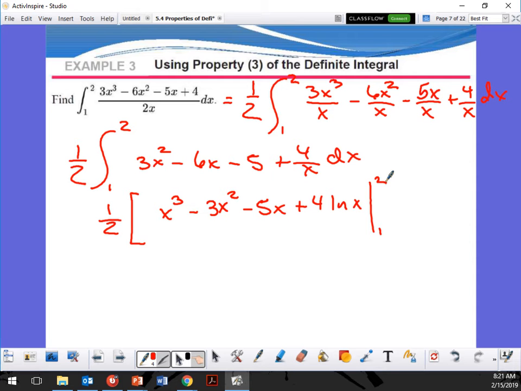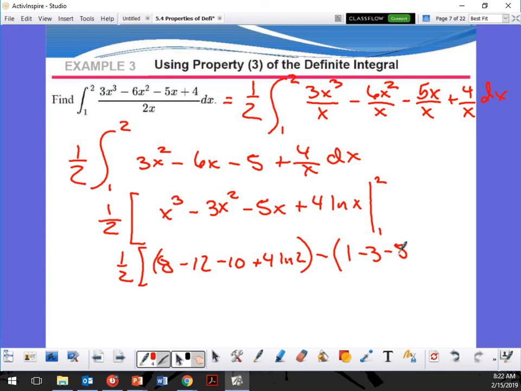Okay, good. All right, top minus bottom. So it's going to be 1/2 times 8 minus 12 minus 10 plus 4 ln of 2, right? There's top minus the bottom, which is going to be 1 minus 3 minus 5. And this right here, the ln of 1 is 0 times the 4, which is just going to give me 0.